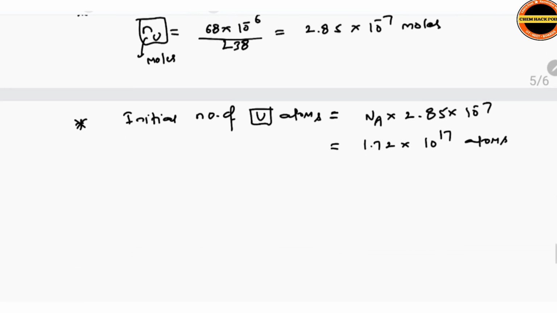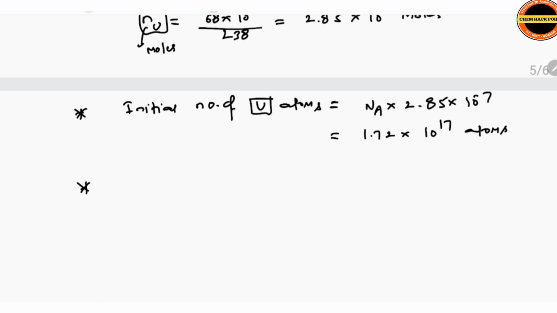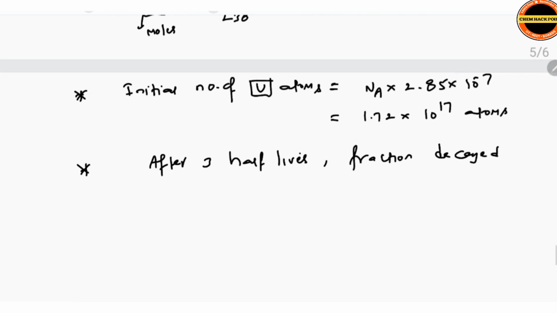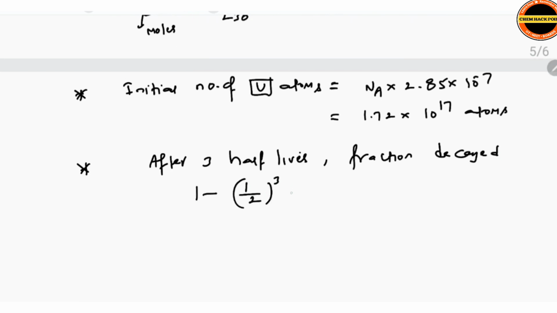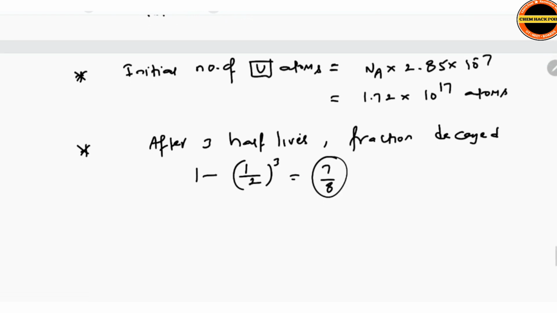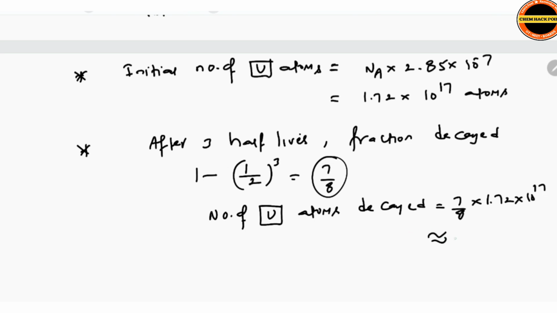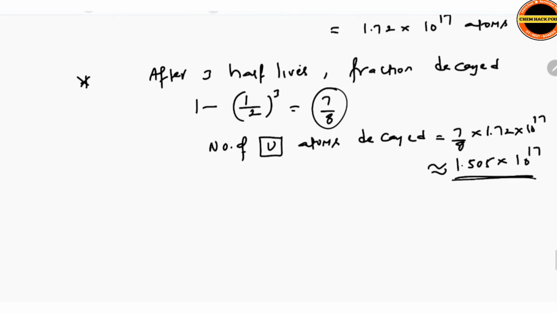After three half-lives, the fraction decayed is 1 minus the remaining fraction after 3 half-lives, which is 7 by 8. So 7 by 8 is the fraction decayed after 3 half-lives. Now the number of uranium atoms decayed is 7 by 8 of the available atoms, that is 1.72 into 10 power 17, which is approximately 1.505 into 10 power 17.